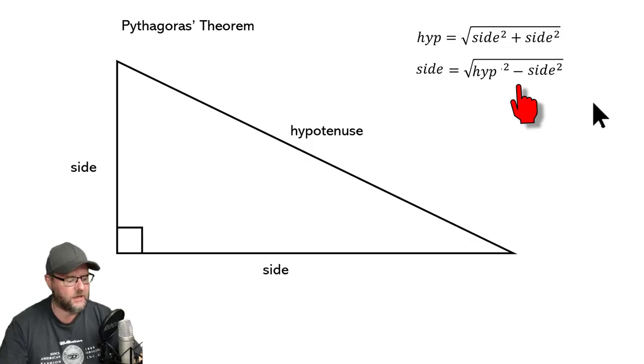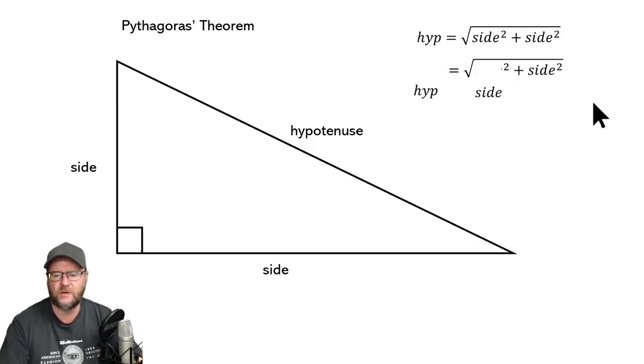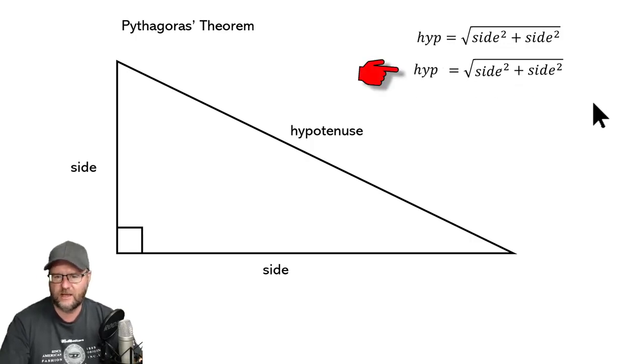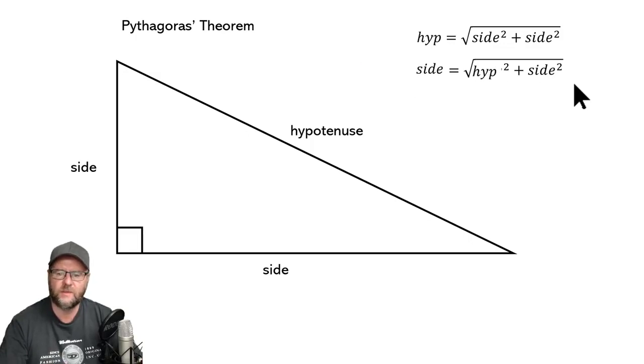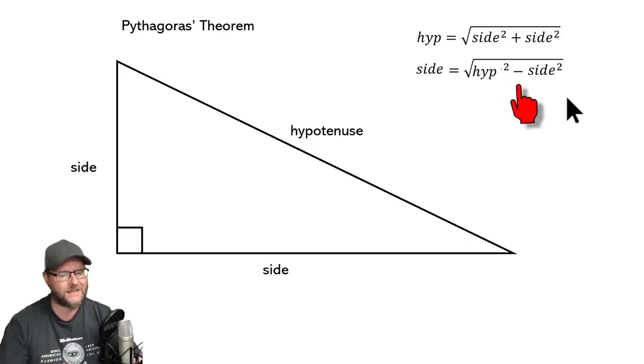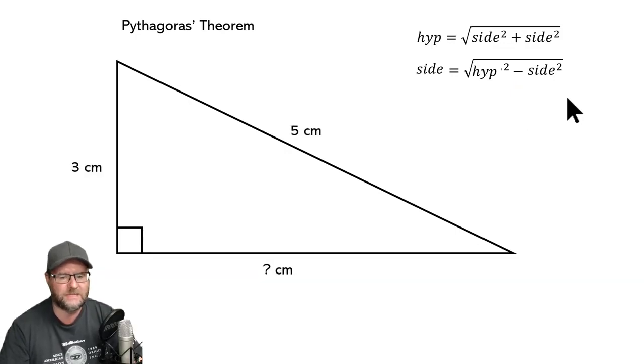Okay, so I'm going to go back and do that again because it's pretty important you get that. That's what we started with. So that was the formula we used to find the length of the hypotenuse. But if it's one of the sides I have to find, swap those two and turn the plus into a minus. Now let's apply that to some actual numbers.